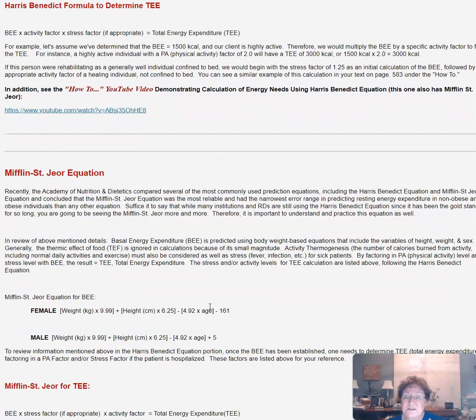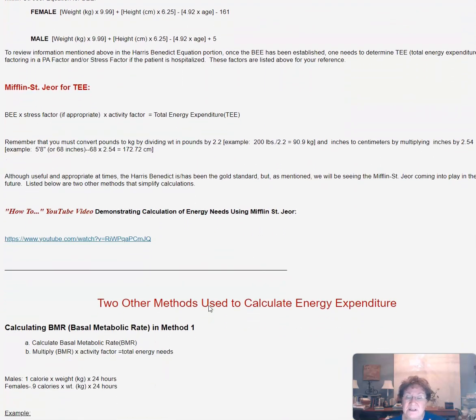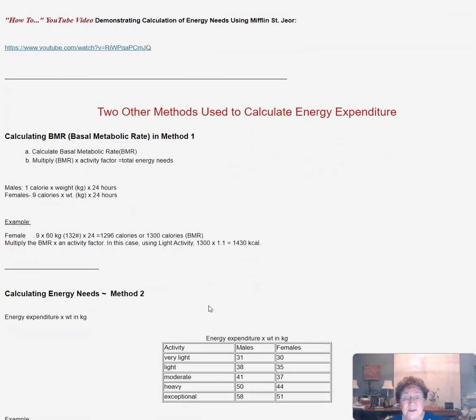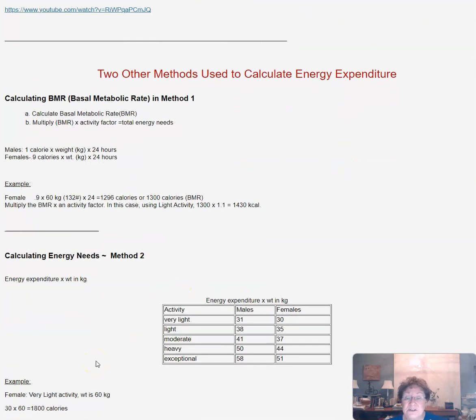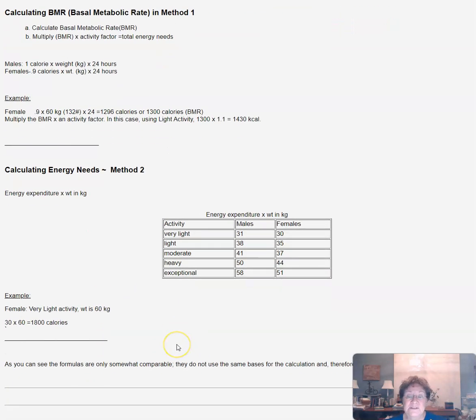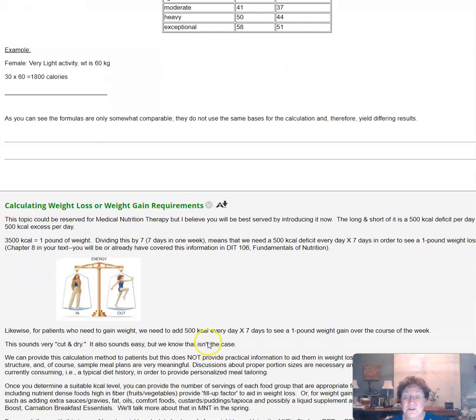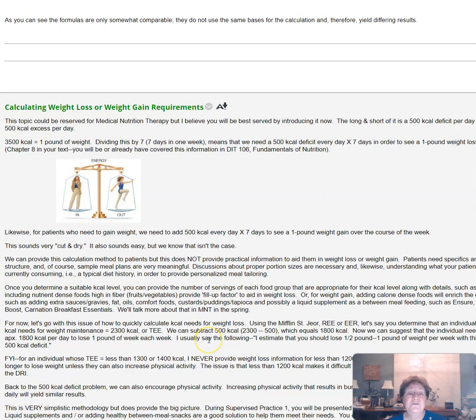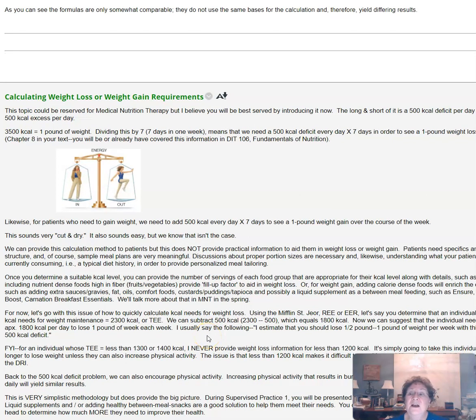All right, so we have a couple of other details on this page, some other methods that are less frequently used. You will probably also find another quick calculation of energy requirements at your summer site too. So feel free to make use of those new formulas that you learn about next summer. All right, and then we have a section this week on calculating weight loss or weight gain requirements.